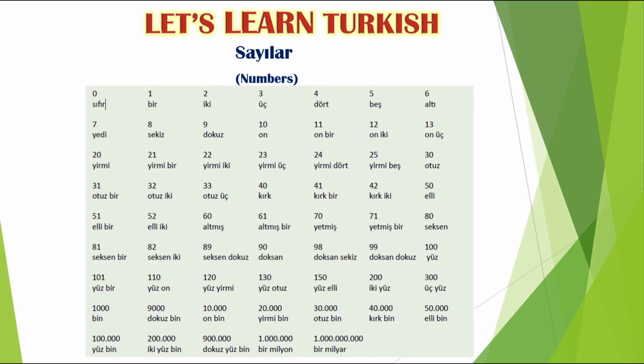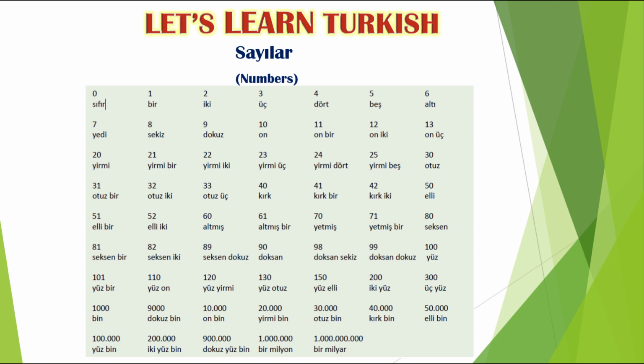And now let's learn some numbers. Sayılar. 0, 1, 2, 3, 4, 5, 6, 7, 8, 9, 10. If you learn the multiples of each number by 10, 100, and 1000, every next number repeats the first numbers. For example, 2 multiplied by 10 is 20. 21 is 21. 1 multiplied by 100 is 100. The next numbers are 101, 110, 120.